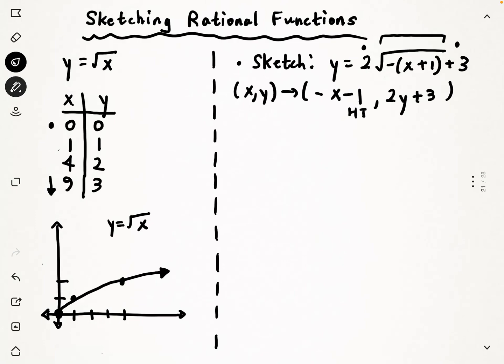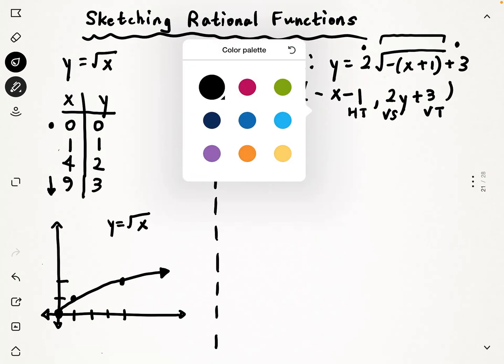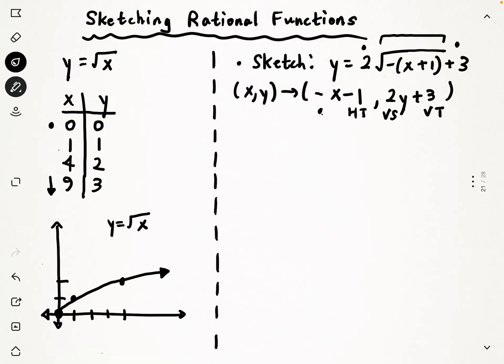And now we have our horizontal translation. It's going to move 1 unit left. It's going to move up 3 units. It's going to be stretched vertically by a factor of 2. And there's also a reflection. You can see because there's a negative in front of the x in the mapping notation, it's going to flip over the y-axis. So when we sketch our graph, it should have all of those things there. So let's take a look.